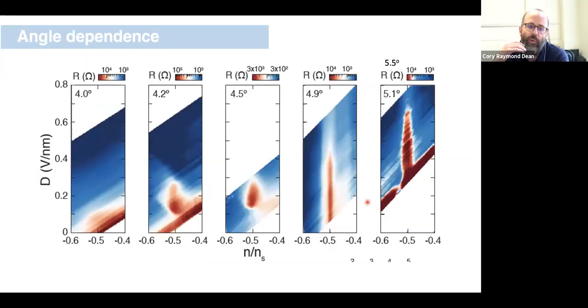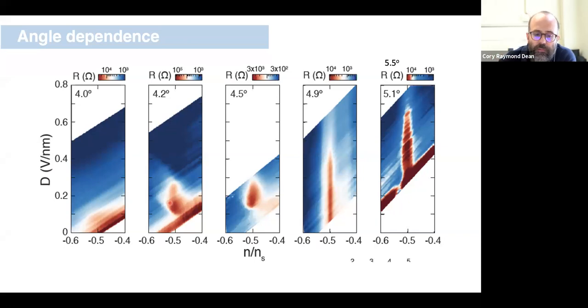So all of this analysis I just went through, we can do for different twist angle devices. Here on the left is a 4-degree device, all the way to 5 degrees. And here I'm plotting displacement field on this axis and doping around half filling on this axis. What we see is that in all of these devices, there's a range of displacement field over which we see a resistive peak or an insulating state emerge. We notice that that insulating state always emerges at half filling, and it shows a finite range of displacement field.